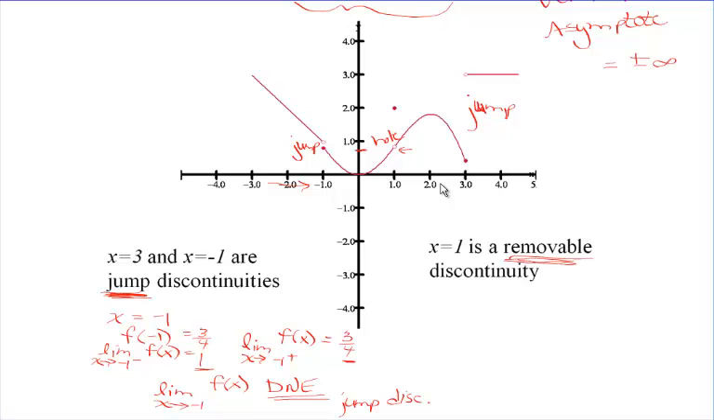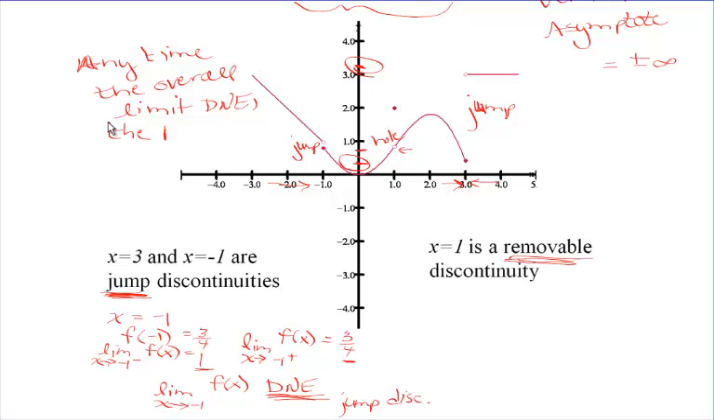And we can see the same thing's going to happen at x equal 3. Here's the output as we approach 3 from the left. As we approach 3 from the right, the output jumps all the way up here. Those two y values do not equal. The overall limit does not exist. So any time, let's just put this in our notes, any time the overall limit does not exist, the function will have a jump discontinuity.